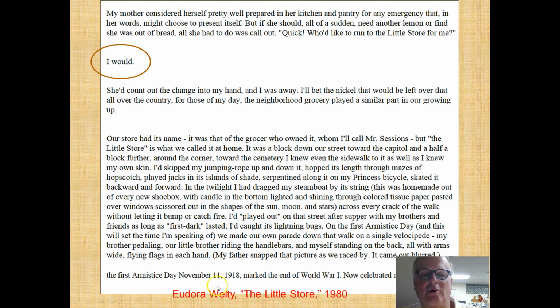And it's from Eudora Welty's short story, or actually memoir, I apologize, called The Little Store. And what she's doing here with this one paragraph is she's dividing up what her mother's thinking and what her mother wants with what she wants or what she does. So her mother says something and she responds. And the I would is the transition between these two.